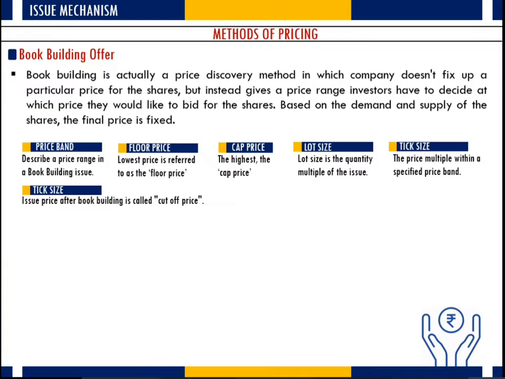So one of the important aspects of issuing shares to the public is to decide on the price of the share at which it is made available to the investors. And in this context, there are different pricing methods. The first one being the fixed price method.